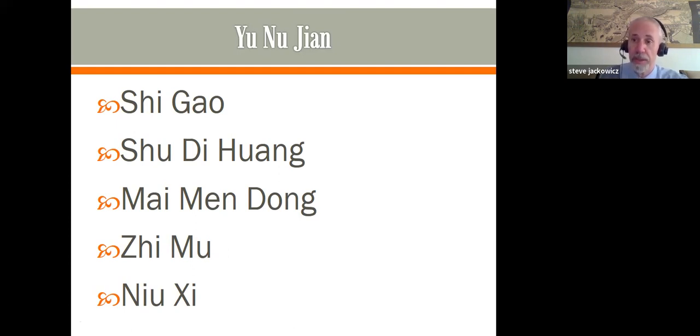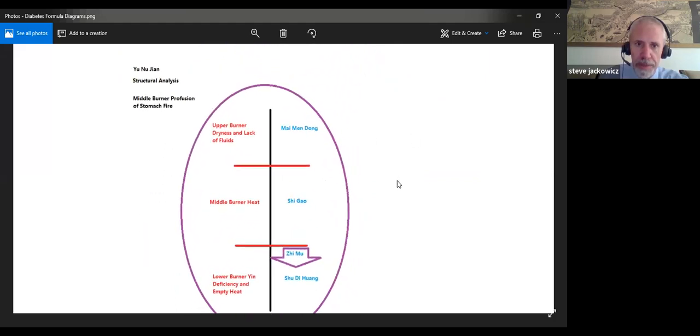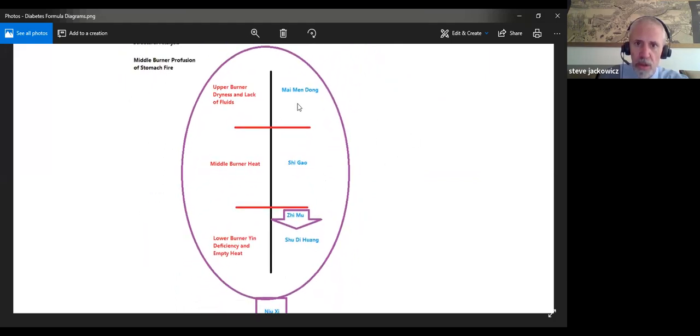Okay. But this one, now I do have, I believe, let me see for a second. Where's that little picture? There it is. Right, this picture that we had before has a picture of Yunujian. The analysis here, that the Maimendong goes to the top, the Shigao goes to the middle, the Zhimu cools the fire, comes down to sink things down and strengthen the Shudi. Now Shudi, steamed Rehmannia root, rises more than the Shengdi, right?